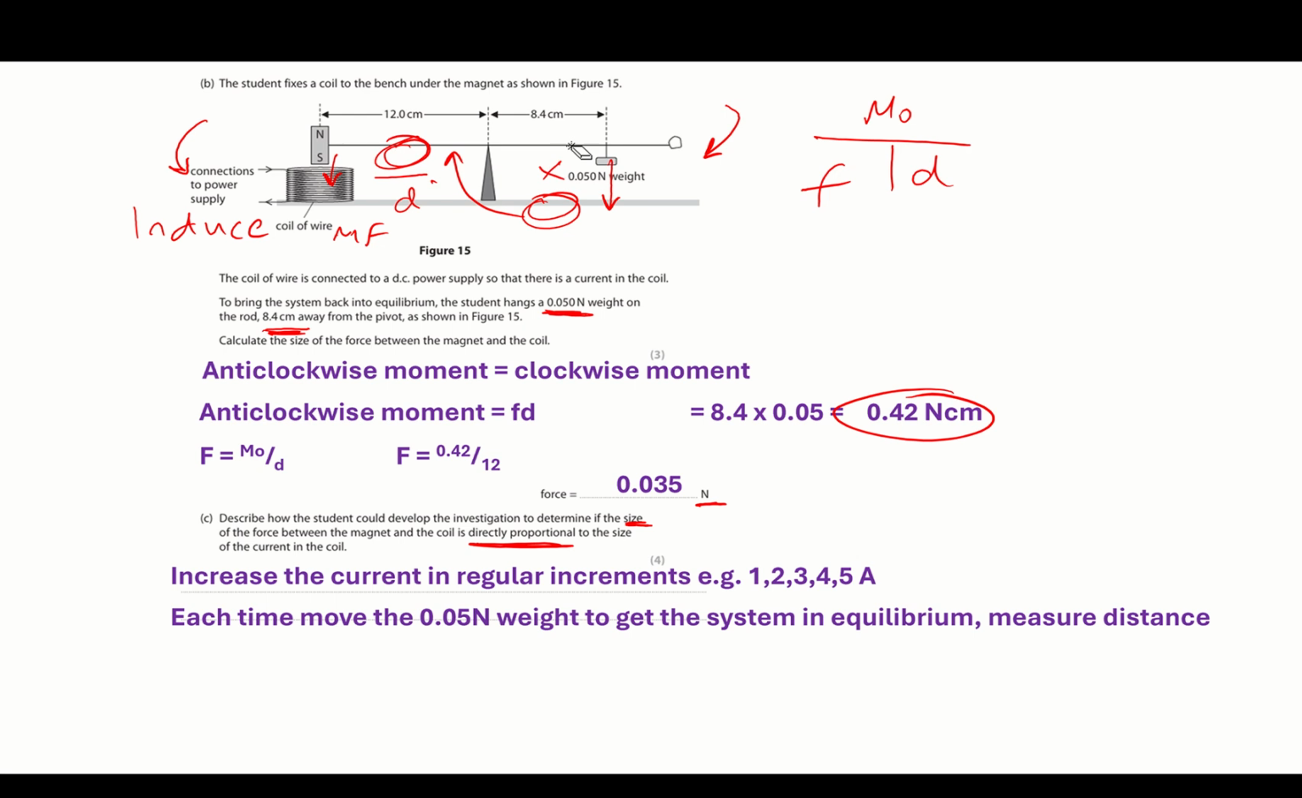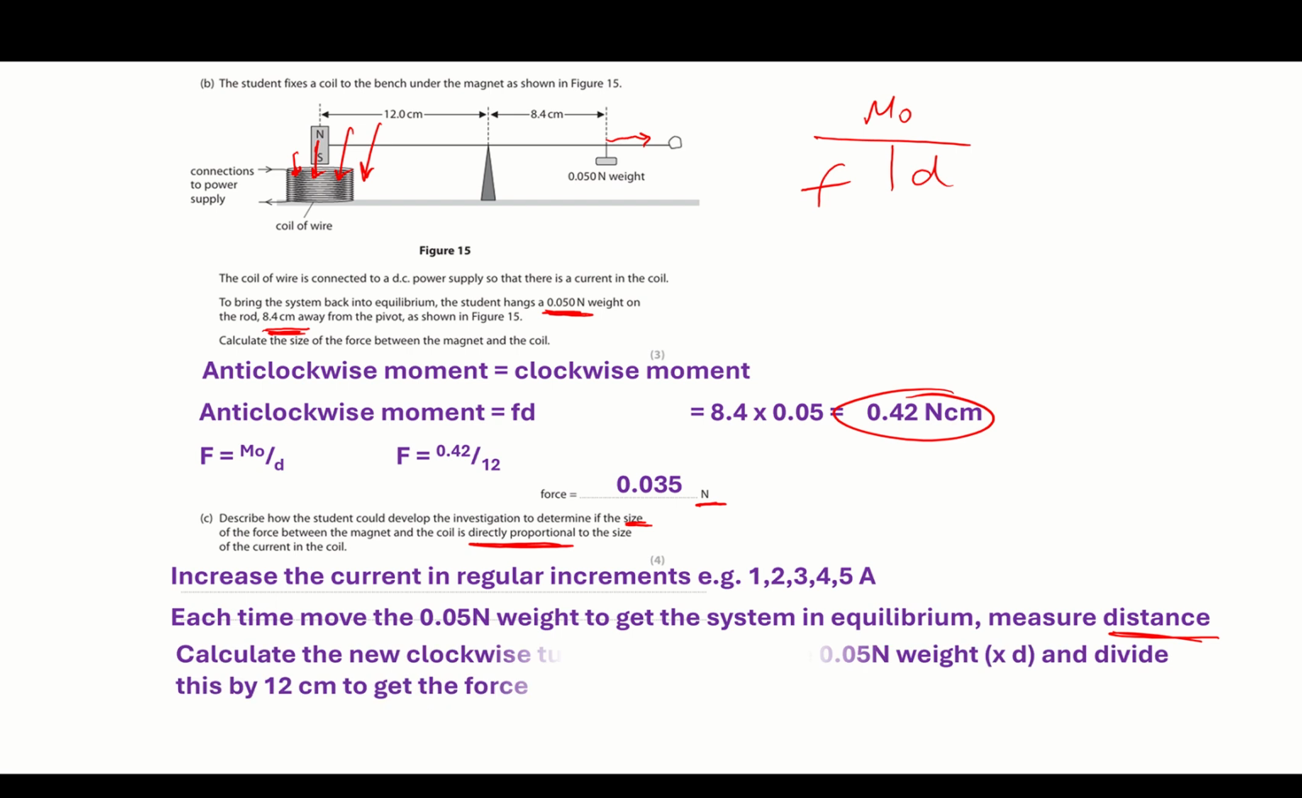Each time we're going to move the weight to get the system in equilibrium, because as I put a greater current through here, it's going to be a greater force, and then a greater force, and a greater force, and a greater force. And all we've got to do is start moving the weight across here, and we'll be able to work out what that force is. So each time, move the 0.05 weight to get the system in equilibrium, measure that distance.